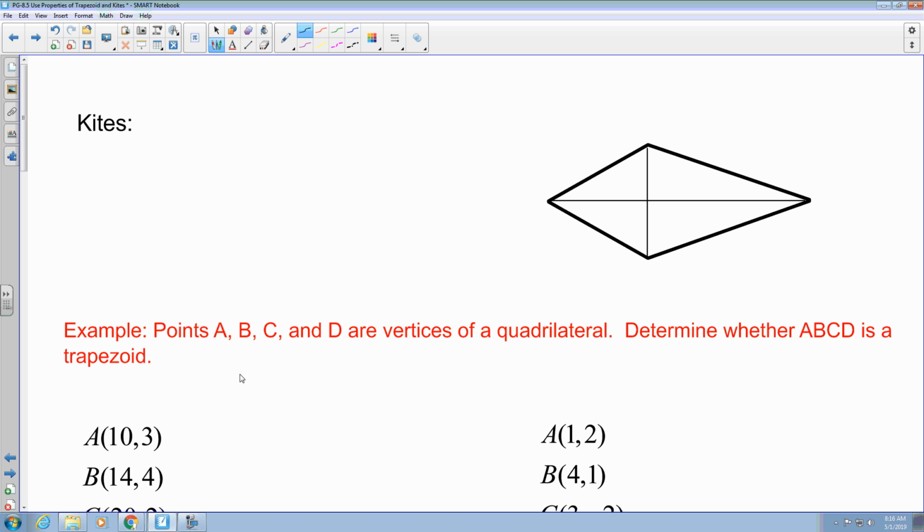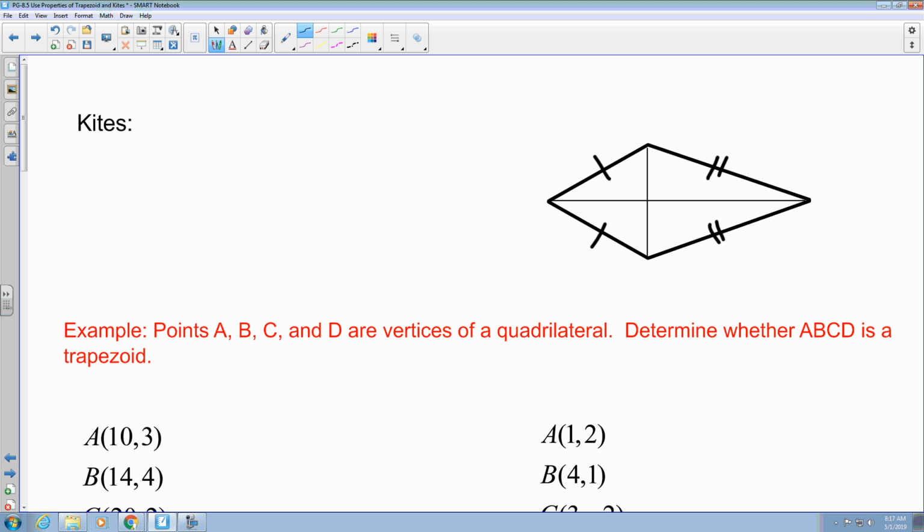The last thing that we're going to look at is a kite. Kites have a different type of characteristic. There are no parallel sides in a kite. The only difference is we are going to have consecutive sides that are congruent. So this side and this side are going to be considered congruent. They're going to be the same. And these two side lengths are also going to be congruent.